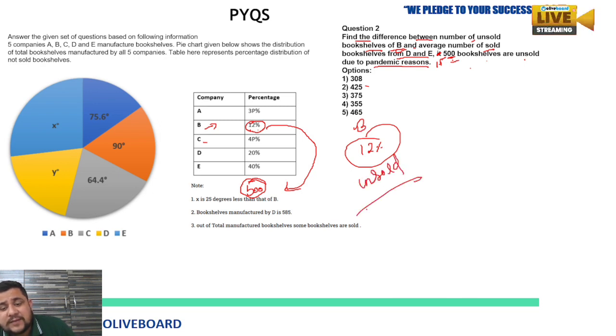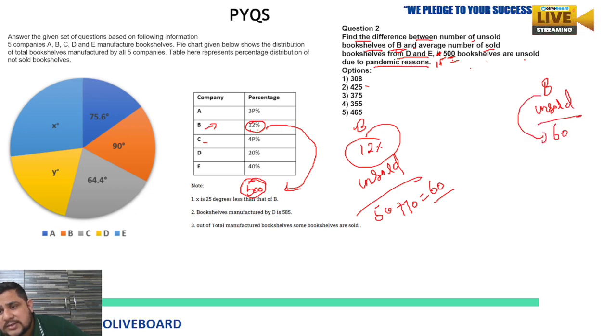So 10% of 500 is 50. Now 2 more percent. So 1% of 500 is 5, 2% would be 10. So definitely it would be 60. Okay, so 60 unsold bookshelves from B. Now we will talk about D and E.